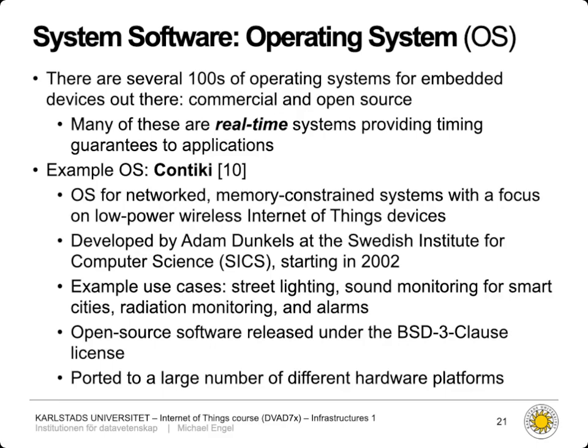And it's a very interesting thing. It's used for a large number of use cases. So it's used for commercial street lighting, for sound monitoring, for smart cities, for radiation monitoring, for alarms, just as some examples. And you can get it as open source software. It's released under the BSD 3-clause license. So this means in comparison to the GPL license, for example, the Linux kernel is released under, that you can just use it, you can modify it however you want, and you don't have to open source your results.